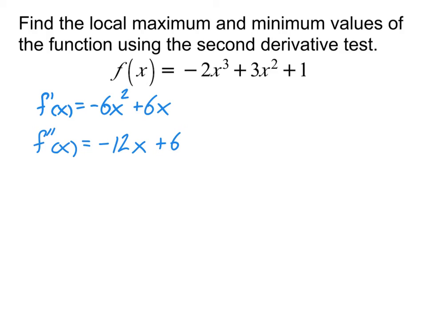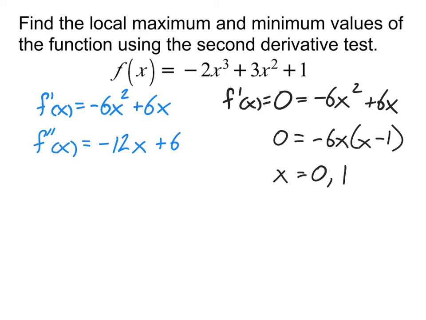Now that we know those, in order to use the second derivative test, first of all, where does f prime of x equal 0? Yep. So, we set 0 equal to the negative 6x squared plus 6x that we found. Solve it through. And so, it's nicely factorable, so I went ahead and factored out a negative 6x. If you factored out a 6x, of course, it'd work the same way. You get the same solutions of 0 and 1.